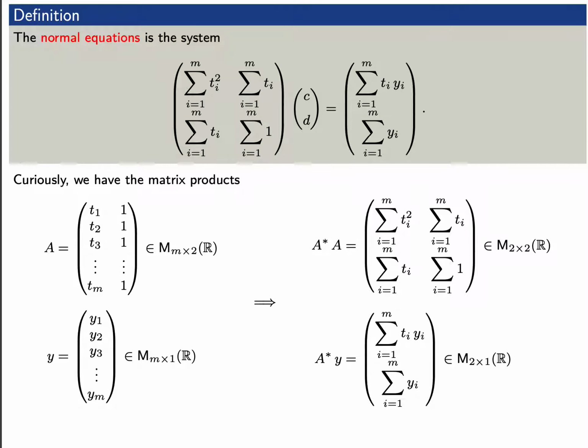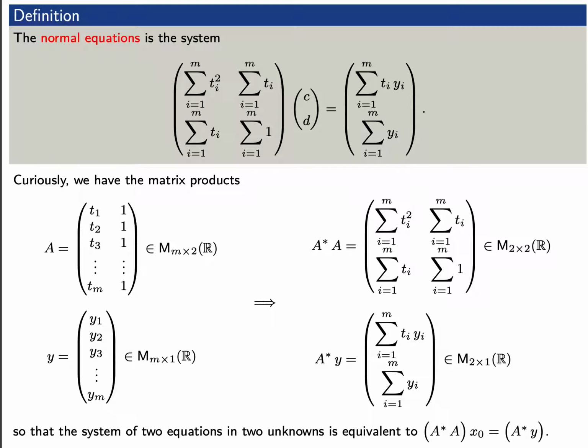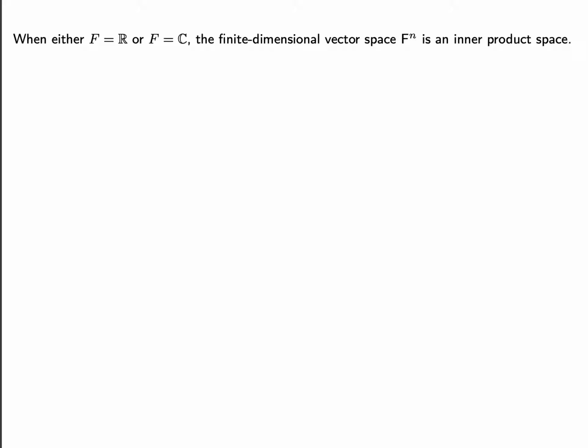So the idea is that we're trying to find an approximate solution to the equation Ax equals y, but we can simply multiply on both sides by A star to find a slightly different equation. That is, the system of two equations and two unknowns is really equivalent here to A star A times x0 equals A star y. Let's state this in a slightly different way.